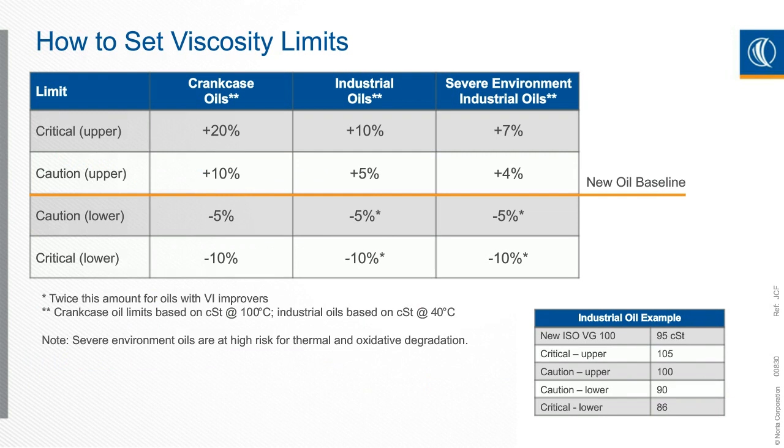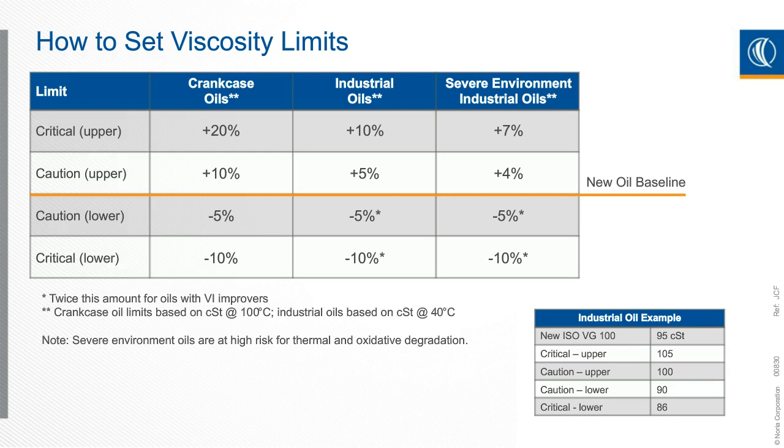Viscosity has the potential to trend upwards or downwards. In either direction, you need to have a cautionary limit, which is the point at which you need to start paying it more attention. If you have multiple data points that hit the cautionary limit, that means you need to take action. And then you have a critical limit, which if there's even just one data point hitting the critical limit, you need to start taking action.